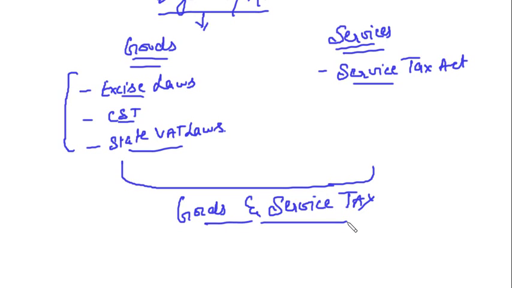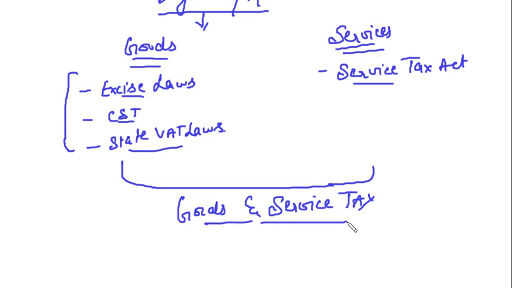The first reason is to remove the multiplicity of taxes. There were multiple taxes in India for the goods and the services. So to reduce multiple taxes, we have brought one tax, that is goods and service tax. So this was one major reason of bringing GST in India.